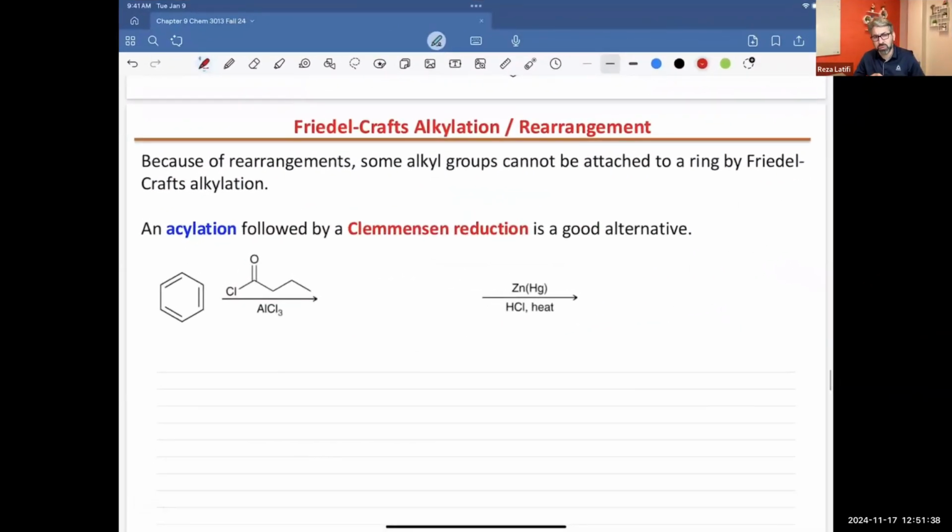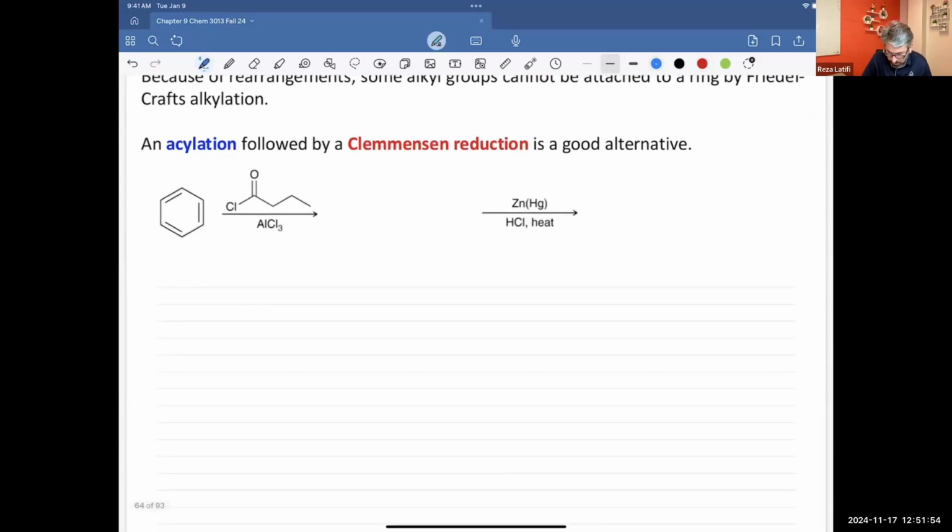So I said, in order to avoid rearrangement when it comes to the Friedel-Crafts reaction, we can use acylation. And in acylation, we have a Lewis acid, and the Lewis acid is going to go after the chloride, and it will give us such a compound. Aluminum chloride will take this chloride from the compound. This one will be -1.